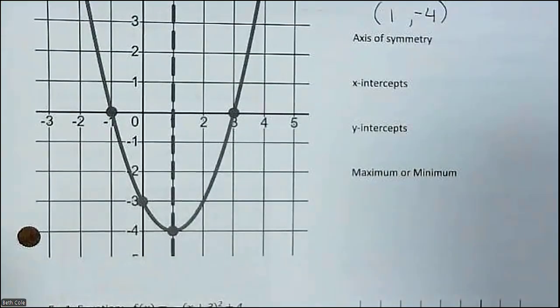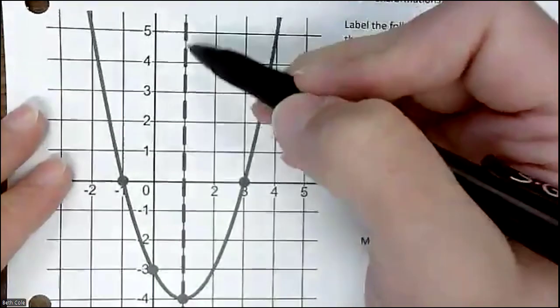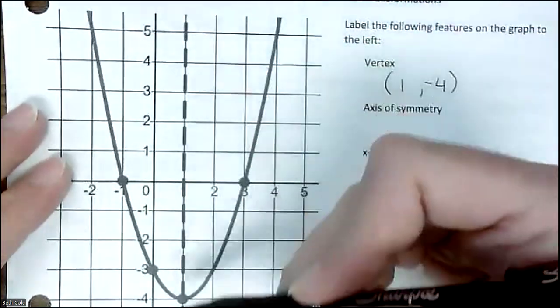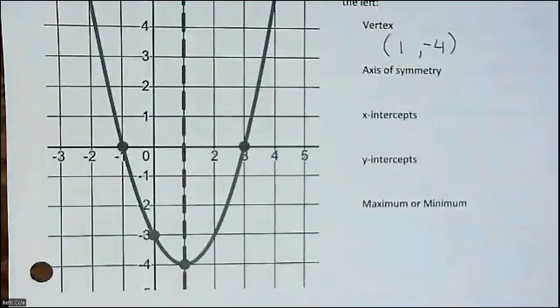Now, axis of symmetry is new for you. That's that vertical line that's dotted in. Do you see that there? What does the word symmetry mean? Both sides the same. Like if you folded it, it would be the same.